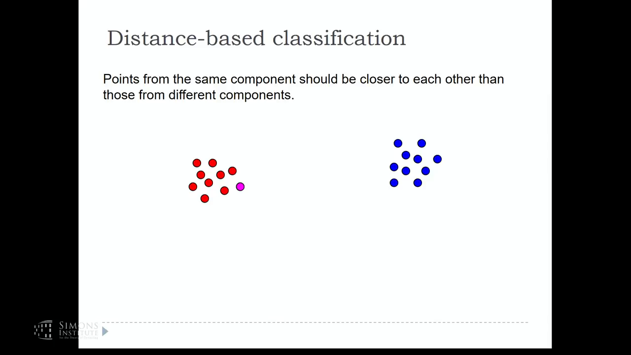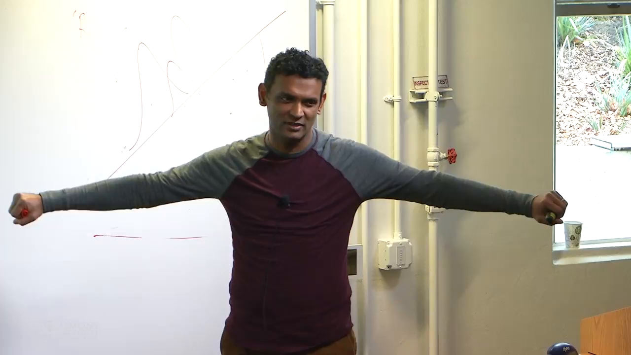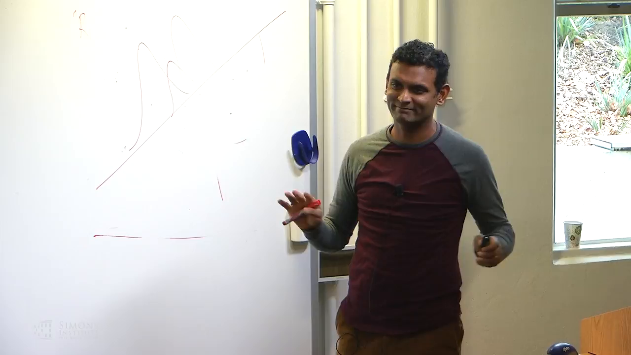But the trouble is that the separation that you need for such an algorithm, not this specific one, but any algorithm that only looks at pairwise distances, grows with the dimension. It grows as a polynomial in the dimension. So even though with two Gaussians all you need is separation that's basically the standard deviation in that direction, if you're going to use pairwise distances, you'll need separation that's roughly n to the quarter times the standard deviation. And you can't avoid it. So just using distances cannot work.